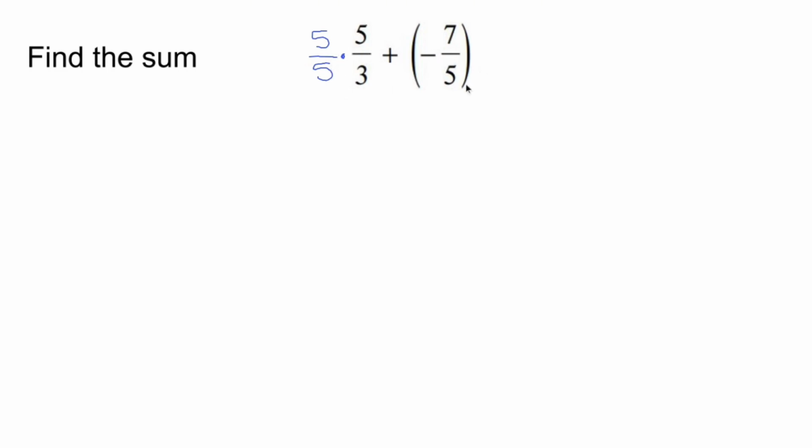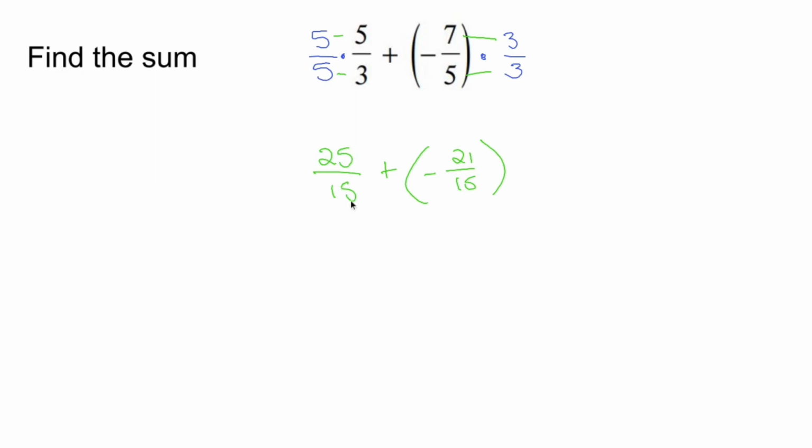I'm going to do the same thing here. I need to make this denominator 15, so I'm going to multiply the top and the bottom by 3. When you multiply fractions, you multiply straight across the top, so 5 times 5 is 25. 5 times 3 is 15, plus, now this is a negative, so I'm going to keep it negative. 7 times 3 is 21, 9 plus 10, and 5 times 3 is 15.